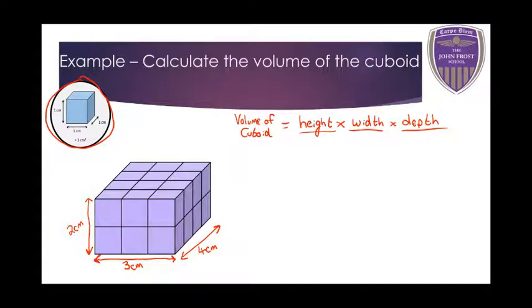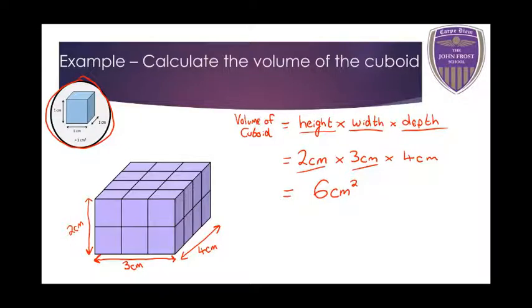Now we have all the information to calculate the volume of this cuboid, okay? So let's write out our numbers. Our height was 2 centimeters. Our width was 3 centimeters. And our depth was 4 centimeters. First things first, I'm going to multiply the height and the width together. So 2 times 3 is 6 centimeters squared.